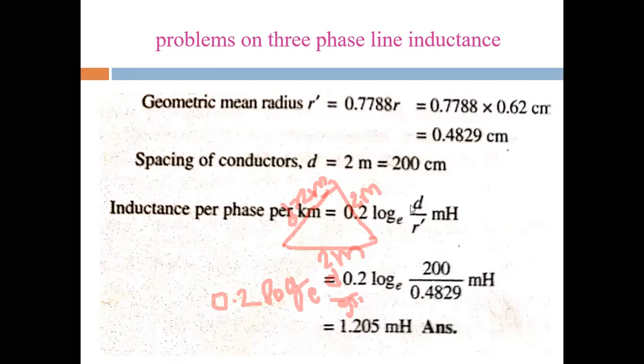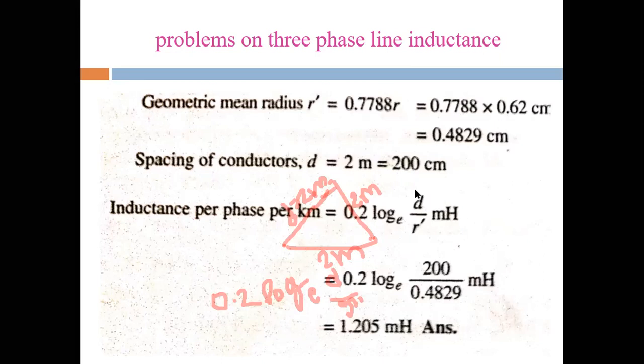What is D? That is the spacing of the conductors. The three conductors are in a triangular shape, and the sides of this triangle are 2 meters. The geometrical mean radius is in centimeters, and the spacing between the conductors is in meters. Then we convert D into centimeters, that is 200 centimeters.